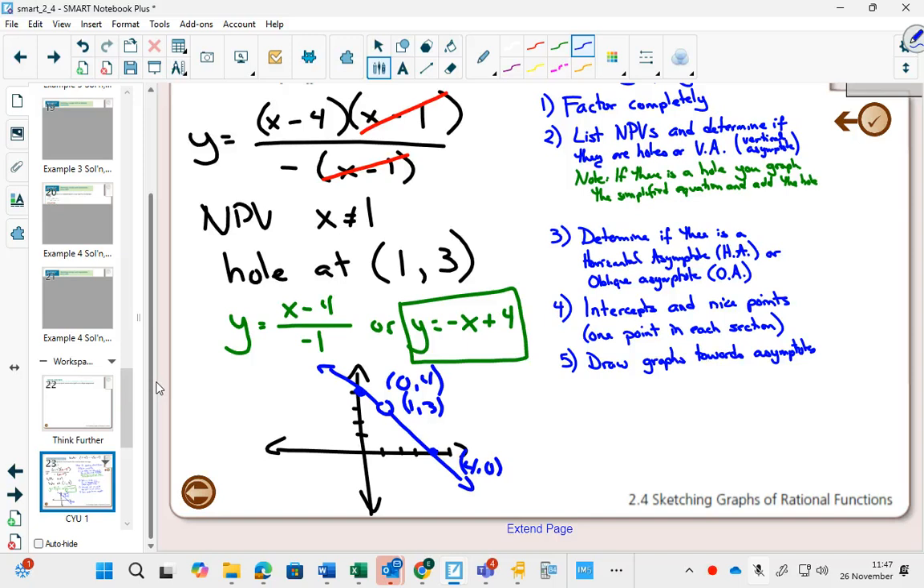So when a graph has a hole, you graph the new equation and add the hole. If the new equation is just a straight line, you don't have to do steps 3, 4, and 5. Well, I guess you still are doing your intercepts and some nice points. But you don't have to worry about horizontal asymptotes or oblique asymptotes because your new equation is just a straight line. It never has an oblique asymptote. It never has a horizontal asymptote. It's just a straight line. So we draw the straight line and add the hole.